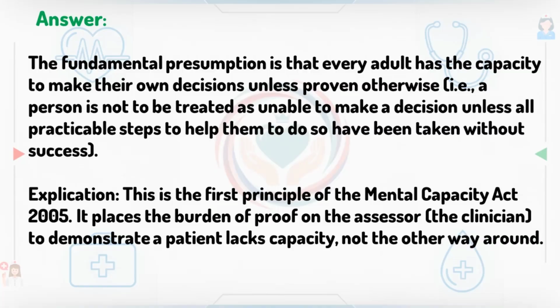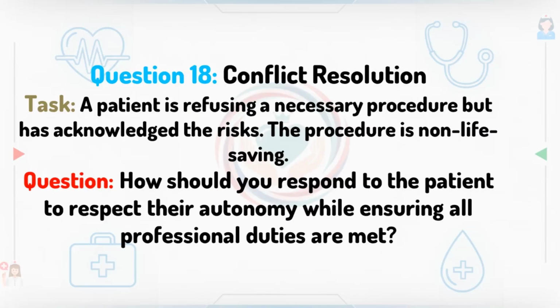Explication. This is the first principle of the Mental Capacity Act 2005. It places the burden of proof on the assessor, the clinician, to demonstrate a patient lacks capacity, not the other way round. Question 18. Conflict resolution.